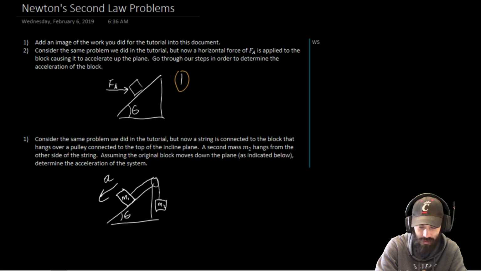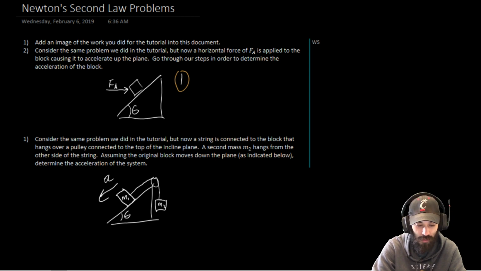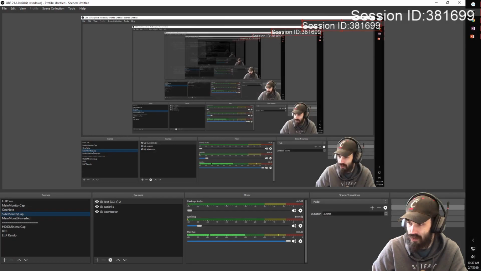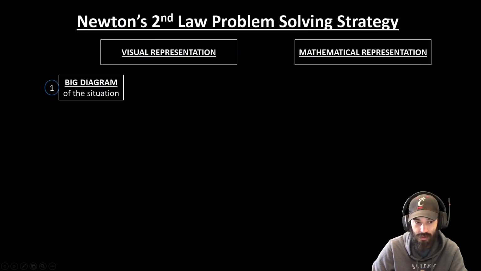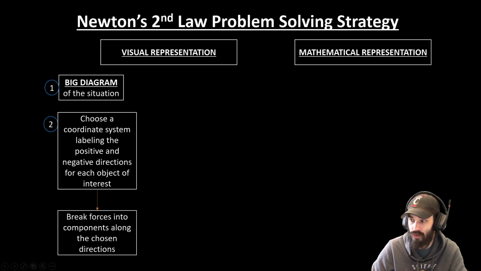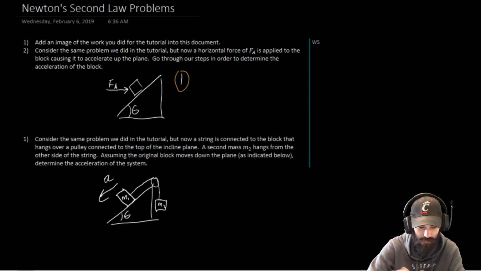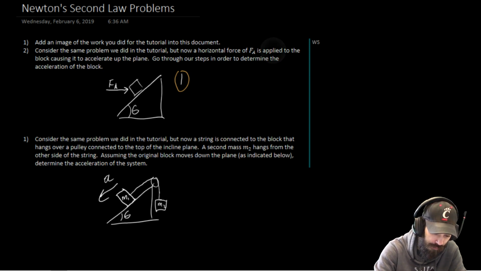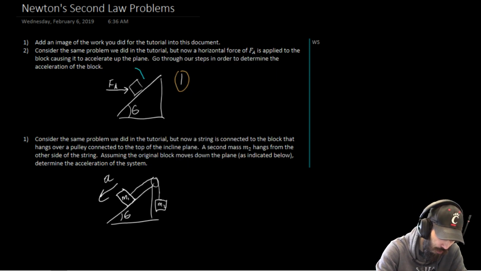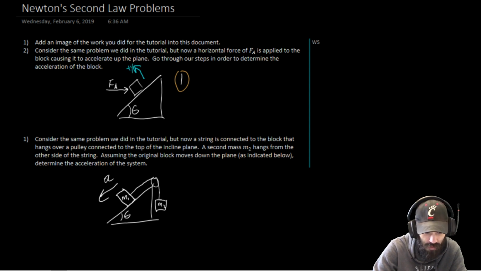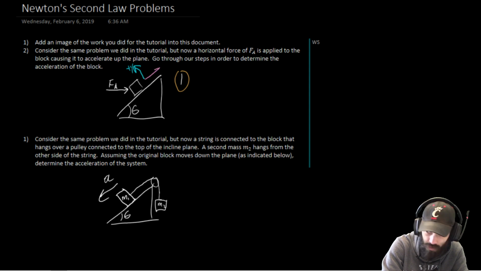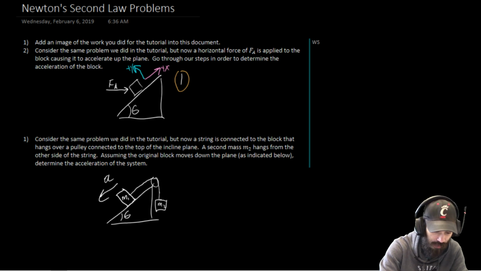The next thing we want to do is draw a coordinate system for this object. That is going to be our step 2. This allows us to break our forces into components. Looking here, I'm going to call this the plus y direction, and this is going to be the plus x direction. So there's our plus x direction. Okay, so step number 2 is completed.